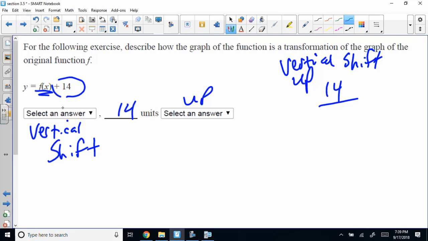This is outside the function. How do I know it's outside the function, guys? Because it's outside, what does it look like? Good job. See, the other one was inside the parentheses, inside the function. You've got to be careful about that.